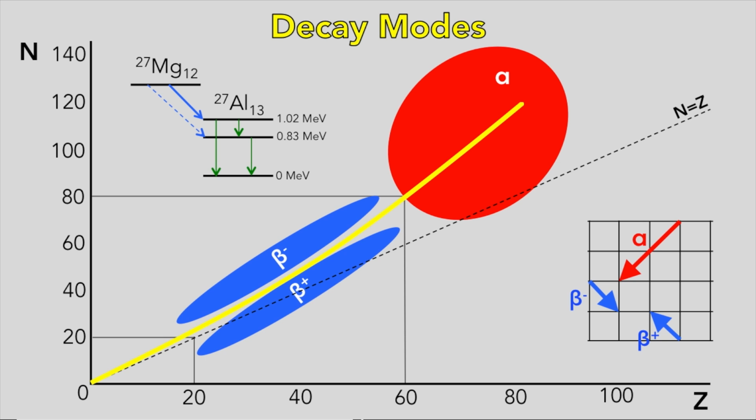The nucleus will soon move to its ground state, either directly or by other states. So it's got different pathways. These can be represented in an energy level diagram. The example shown is magnesium decaying to aluminium.